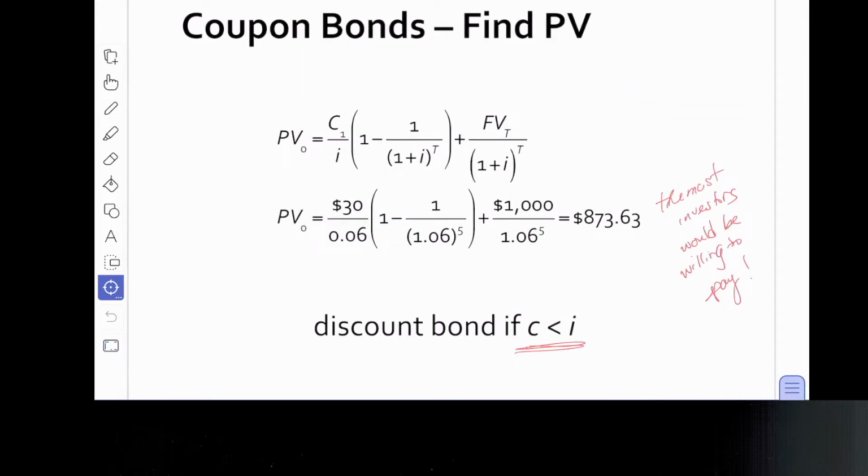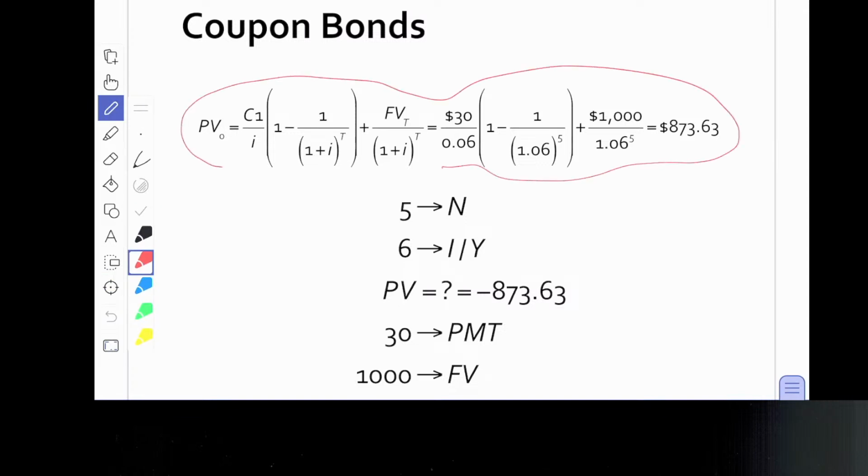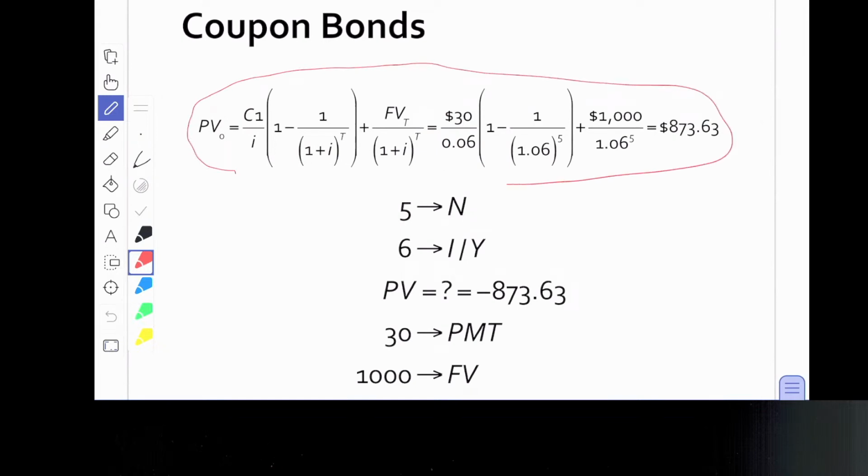Okay, so this is called a discount bond. Plugging it in again, we use all the keys of the calculator, all right? So you have to get comfortable writing it out. You have to write out this long thing. I remember way back when things looked complicated to me, but when you understand them, it's always easier.